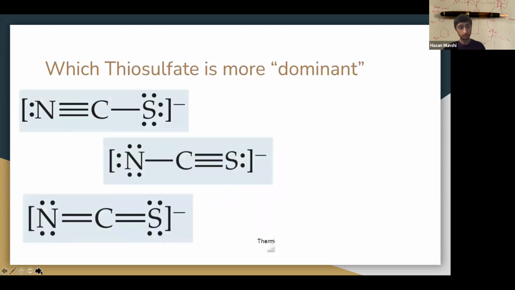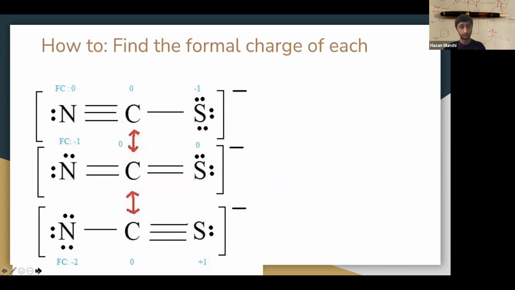Which is more dominant? So again, you go through the process, find the formal charges, maybe expect something like this on the exam, like maybe, I don't know, you have three possible Lewis structures, which one is more dominant? Or even what are the Lewis structures, which one is the more dominant, and so forth.